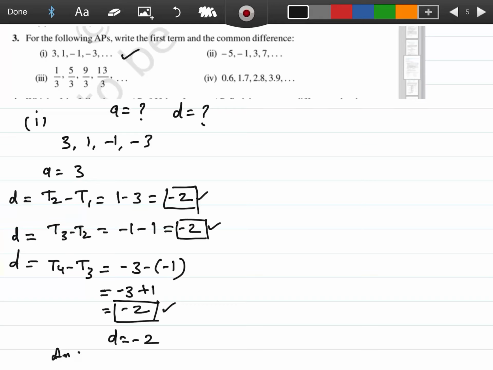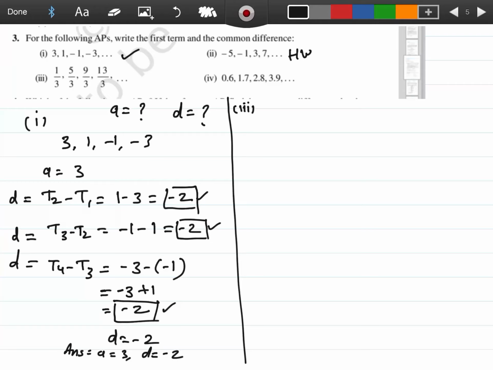So what is the answer? Your answer will be A is equal to 3 and D is equal to minus 2. This will be your answer. Let us see the next. The second one you will do yourself.